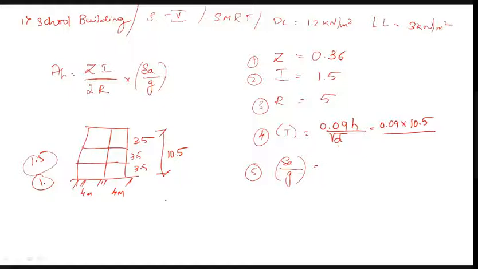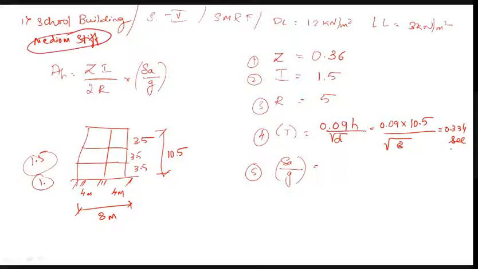Now D value, what is the base width? It is 8 meter. Directly write down. So how much will I get? On simplification we will get 0.334 second. Another important thing he has given is that the soil condition is medium stiff, correct? So I want to determine the value of Sa by g. So how will I determine it?